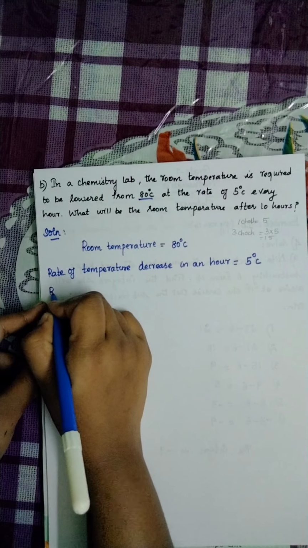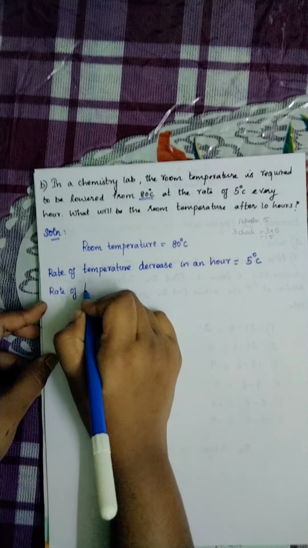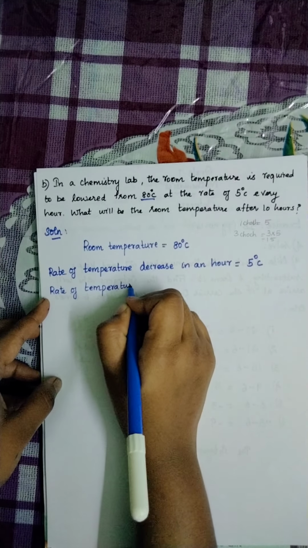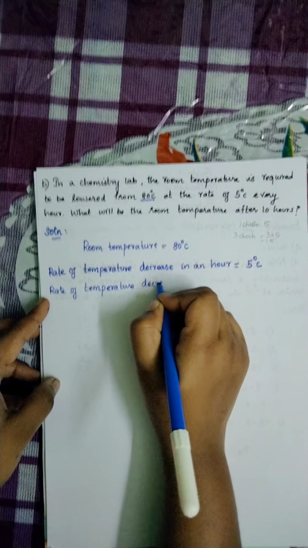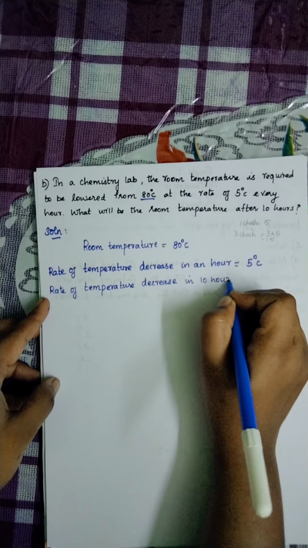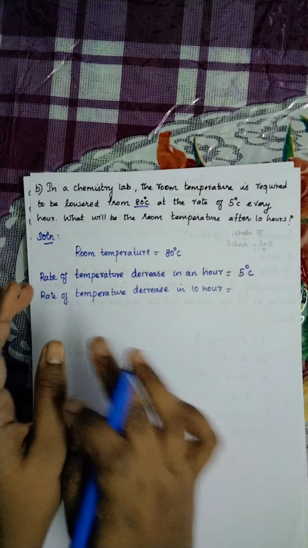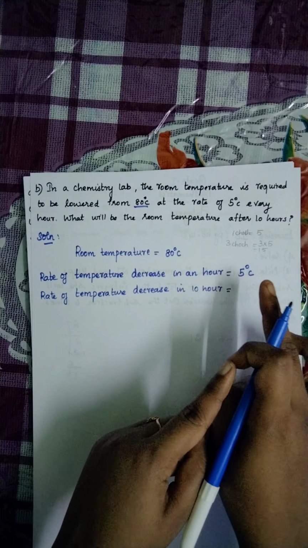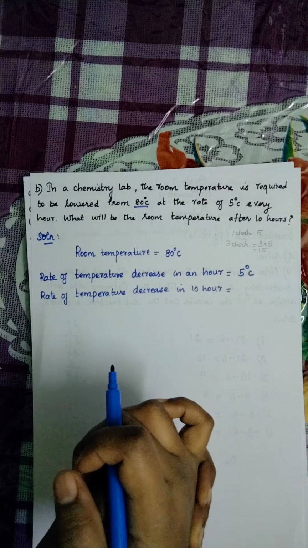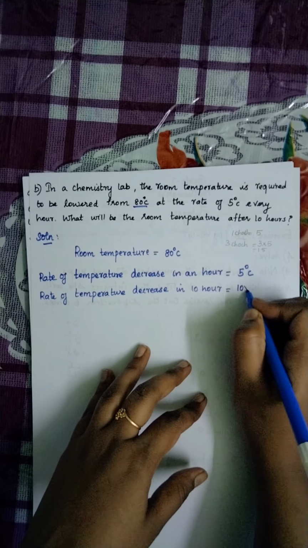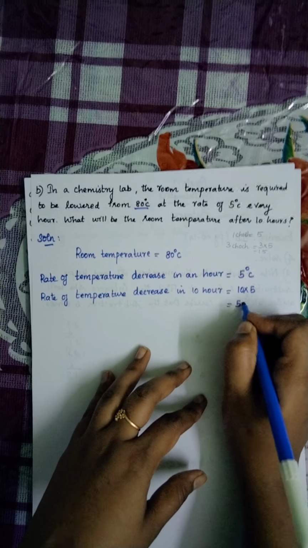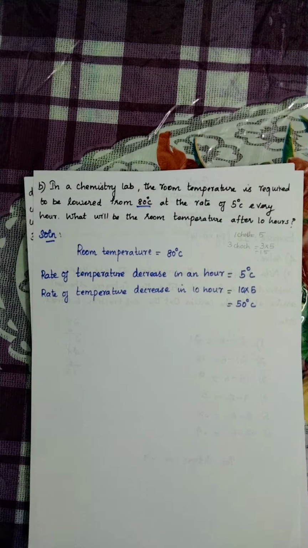Rate of temperature decrease in 10 hours. First, the rate of temperature decrease in 1 hour is 5 degrees Celsius. The rate of temperature decrease in 10 hours will be 10 into 5. What is 10 into 5? 50 degrees Celsius. That is 50 degrees Celsius.